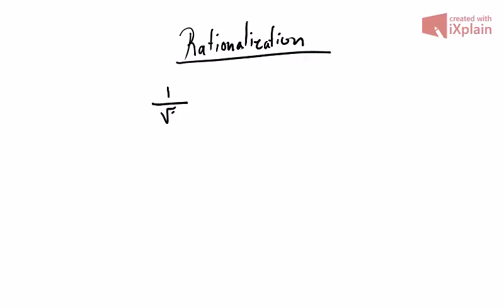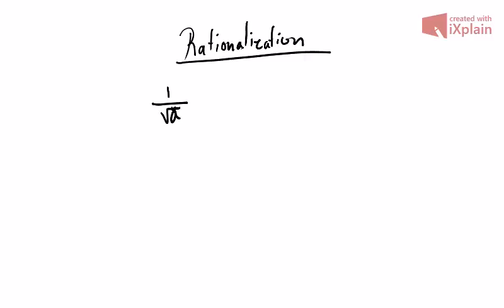So as promised in some of the last videos when we were talking about exponential properties, I said I would talk about a process called rationalization. And rationalization basically means if I have a number 1 divided by the square root of that number, a, I'm going to take that square root in the denominator and get rid of it.